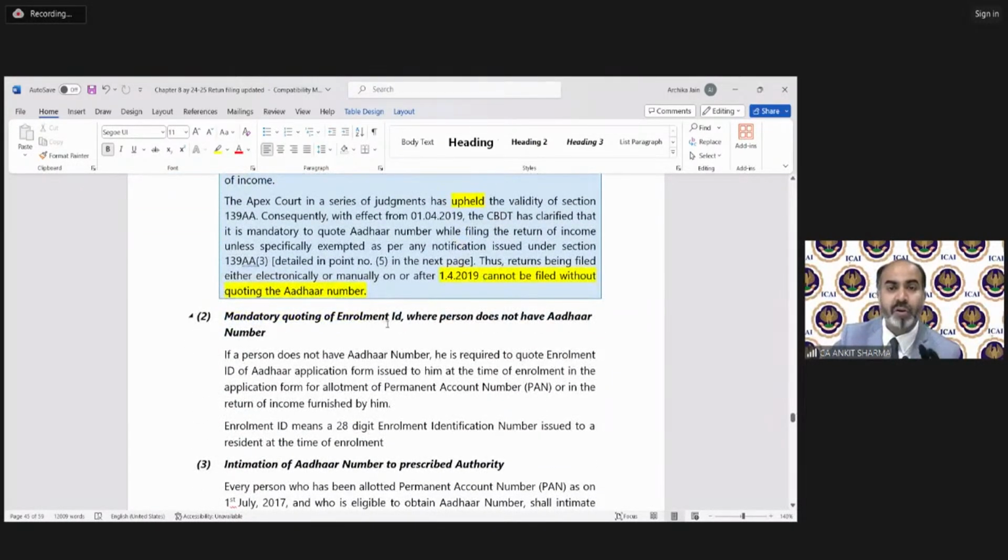Mandatory quoting of enrollment ID where a person does not have an Aadhaar number. So if you applied for an Aadhaar number but have not got it yet, then you can use your enrollment ID, which is a 28-digit number, in place of your Aadhaar number. That means you have applied for it. So that is a kind of acknowledgement number to prove that you have applied for the Aadhaar number. Till you are able to get your Aadhaar number, you can use that 28-digit enrollment identification number in place of your Aadhaar number.